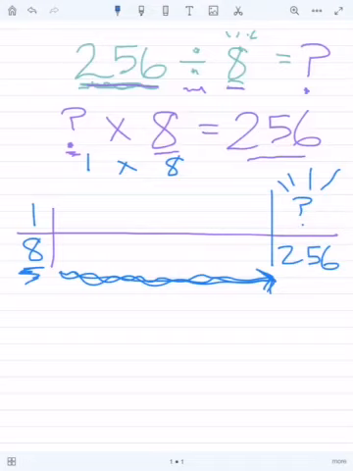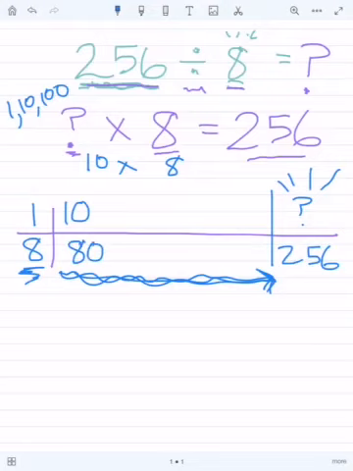So some friendly numbers to use are always 1, 10, 100, those multiples of 10. So I'm going to jump to 10 right away. And I'm going to say, well, 10 groups of 8, I will be at $80. After 10 weeks, I will be at $80. Okay?